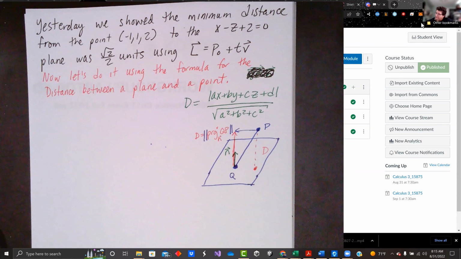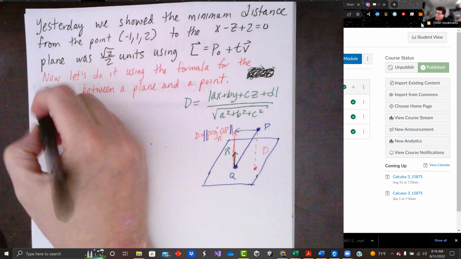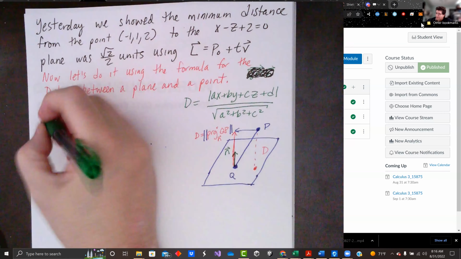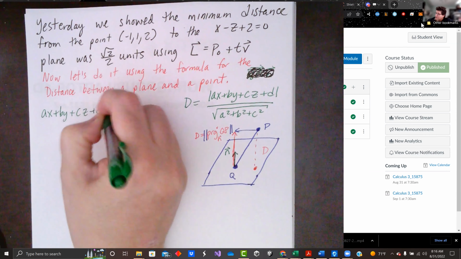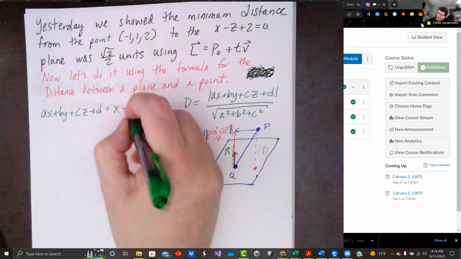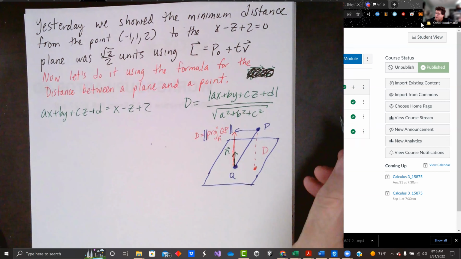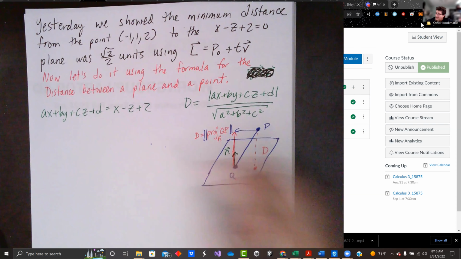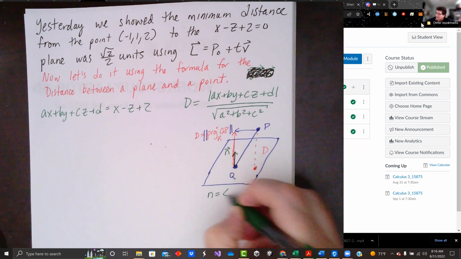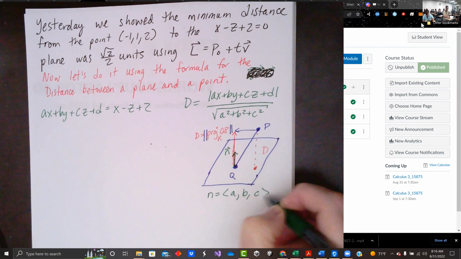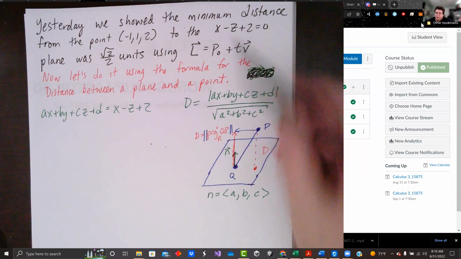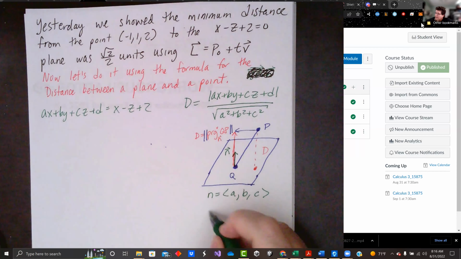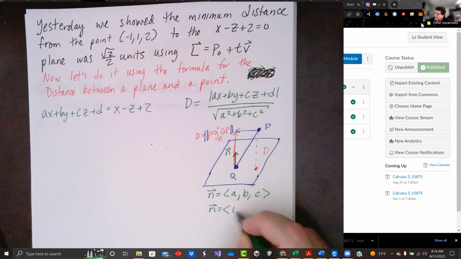Our A, B, C, D comes from the equation of our plane. So we have Ax plus By plus Cz plus D, which is just that x minus z plus 2. And N is our A, B, C, and that comes from the same thing. We take the coefficients of our variables on our plane. N equals 1, 0, -1.